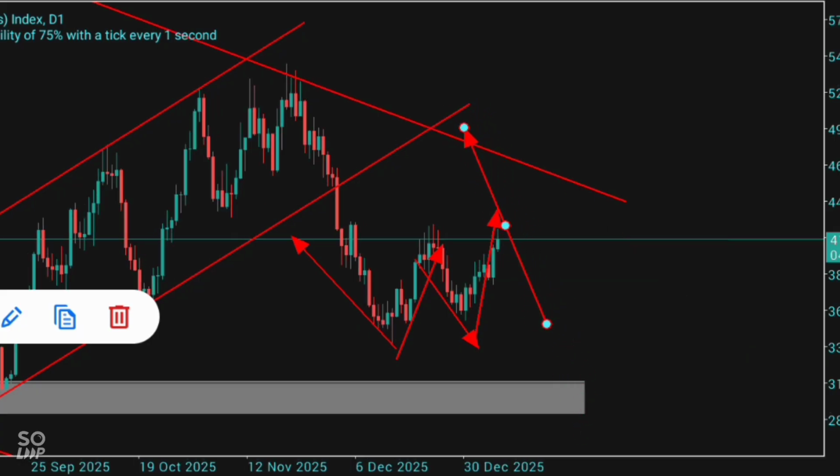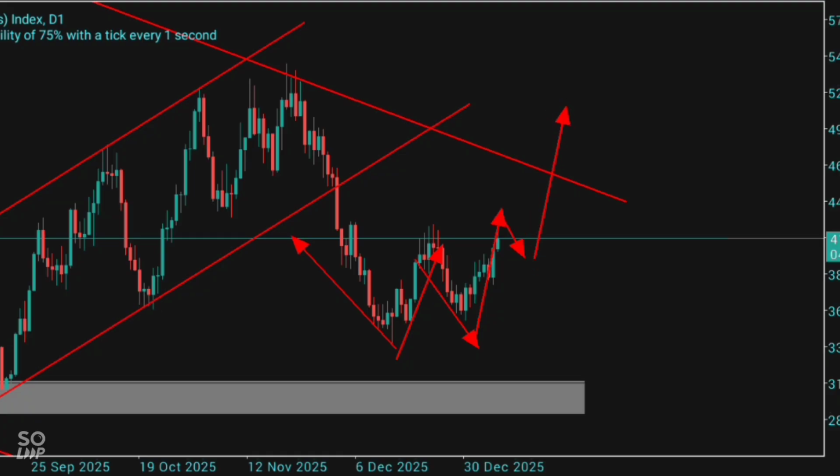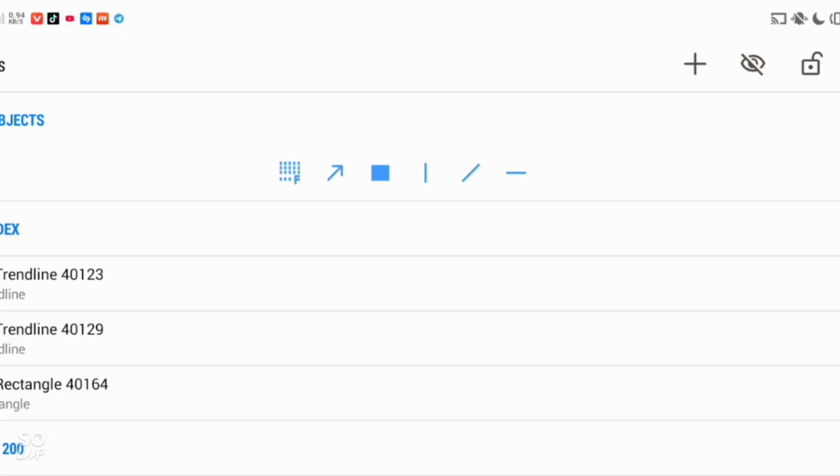It will come back to this region. So basically it will be something like this. It's currently at the neckline. It will break like this, then again retest to this around region, then finally come to test this supply zone here.